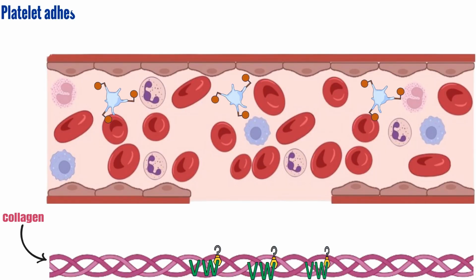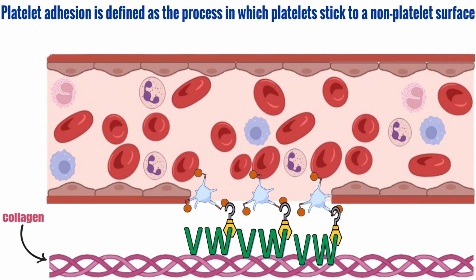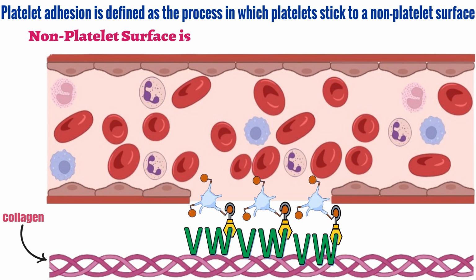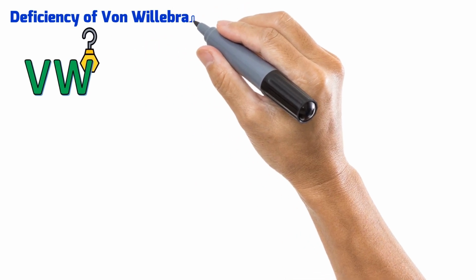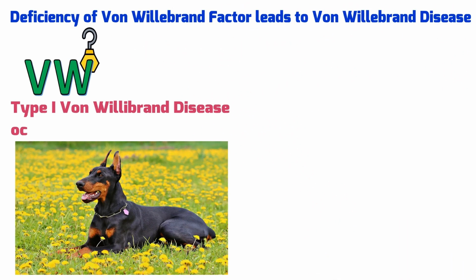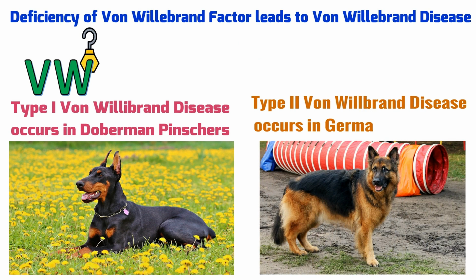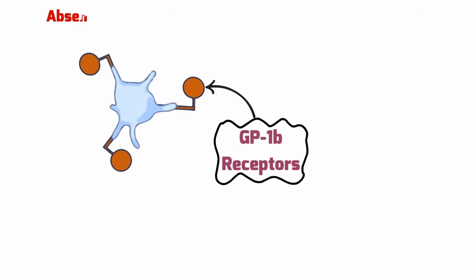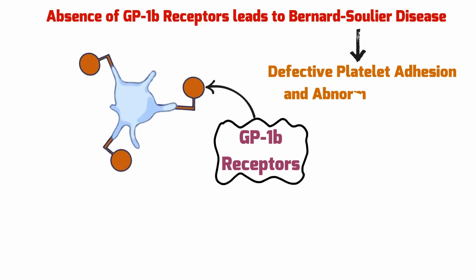Platelet adhesion is defined as the process in which platelets stick to a non-platelet surface, and here the non-platelet surface is the subendothelial exposed collagen. Deficiency of von Willebrand Factor leads to von Willebrand disease. Type 1 von Willebrand disease occurs in Doberman pinschers, and type 2 von Willebrand disease occurs in German shepherds. Absence of glycoprotein 1b receptors leads to Bernard-Soulier disease, which leads to defective platelet adhesion and abnormal bleeding.